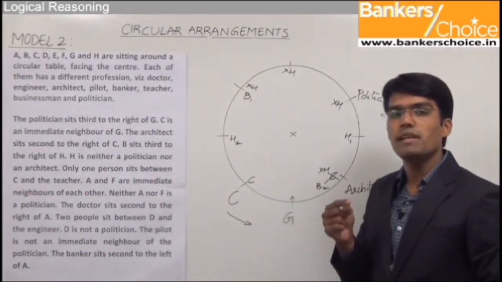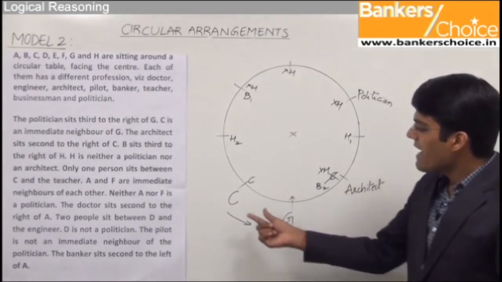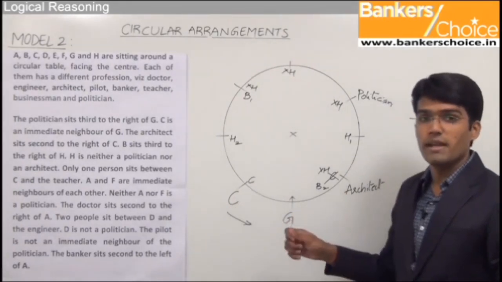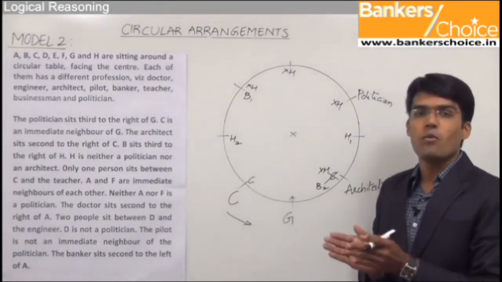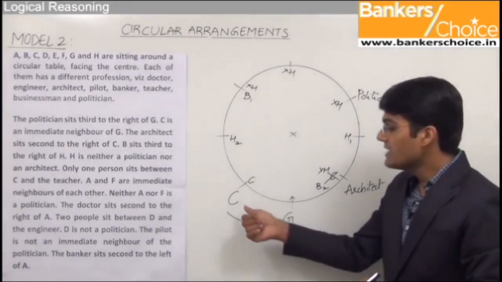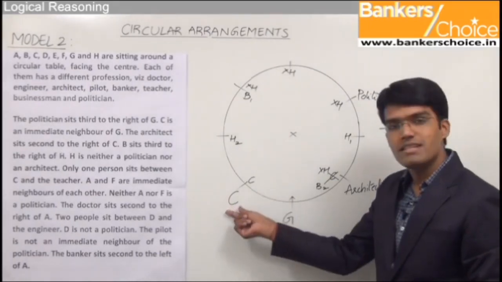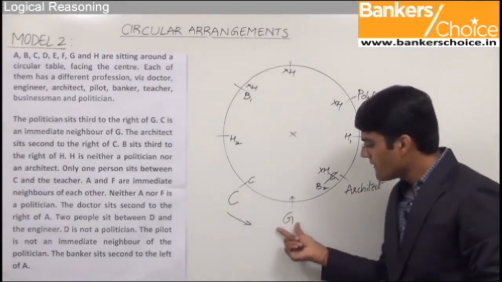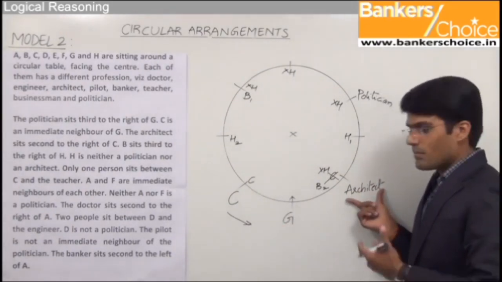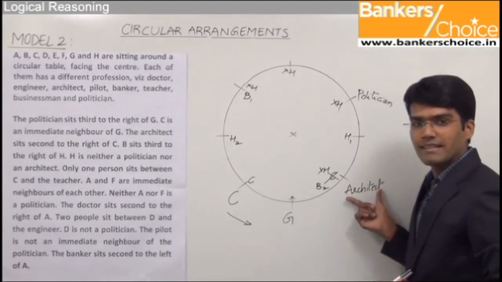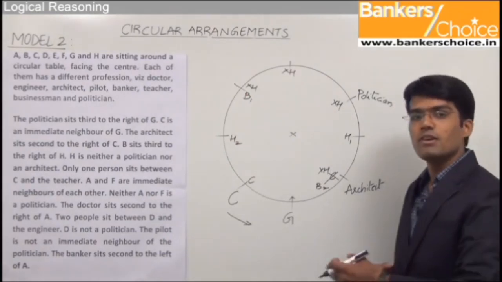So very clearly there should be only one person between C and the position which is occupied by teacher. As we already have C fixed on the table, let us now try to find out what is that position where the teacher can sit. We know that there should be a gap of one person between C and teacher, and teacher can come either on the left of C or on the right of C. If we try to place teacher towards the right of C, so we need to leave one place as there is one person between C and teacher, and this position should be occupied by teacher. But as this place is already occupied by architect, teacher cannot come here.